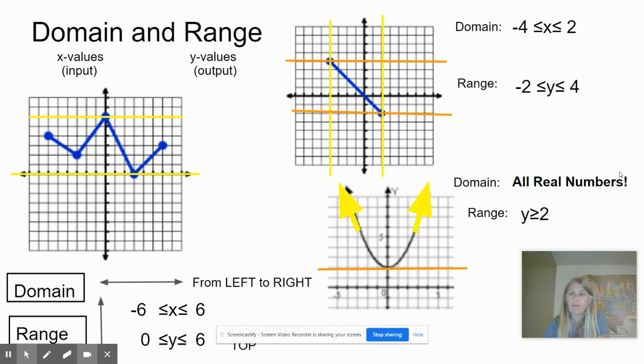So as we're looking for domain and range from a graph, what we have to remember is our domain is our x values, and we're going from left to right with our x's, and our range is our y values, and we're going from bottom to top with our y values.